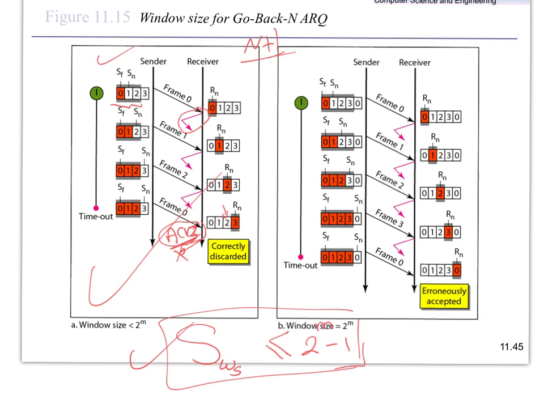So this is working as designed. That's the best I could do when the feedback channel is erroneous. But it's working as designed. There's nothing wrong with it, right?